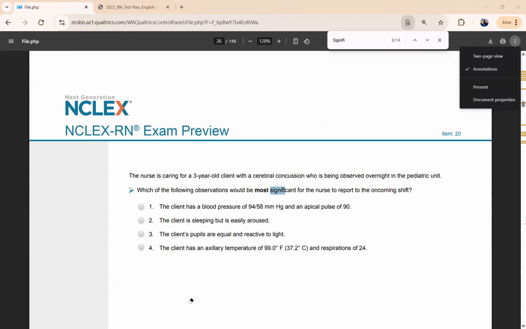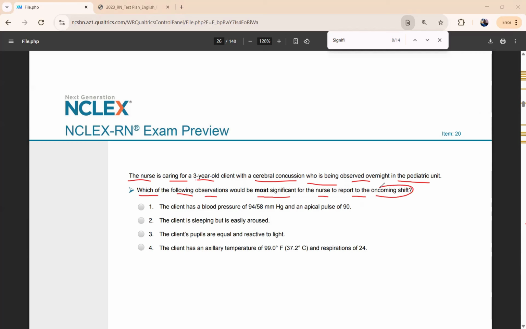Okay, so this is the significant question. Now look at what the NCLEX is saying right here. They said the nurse is caring for a 3-year-old client who has a cerebral concussion, who has been observed overnight in the pediatric unit. Now, which of the following observations would be most significant for the nurse to report to the upcoming shift? So automatically, this is end of shift report.